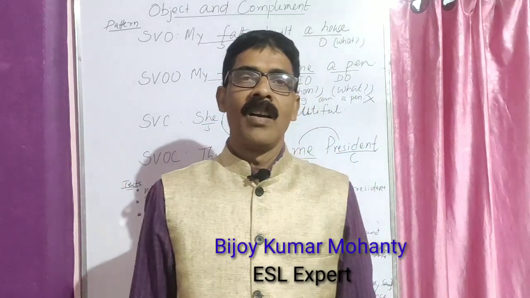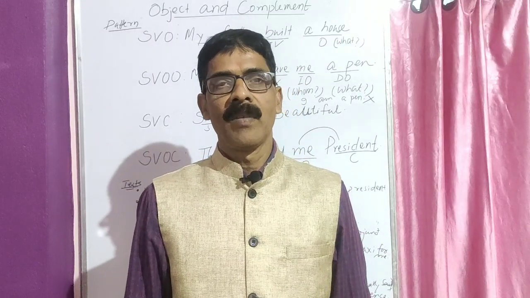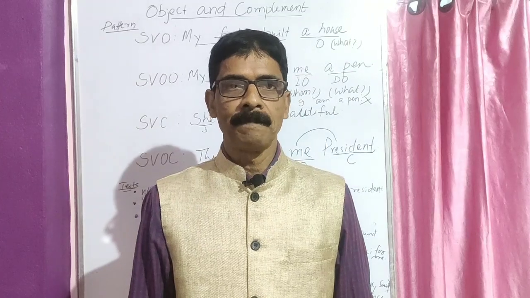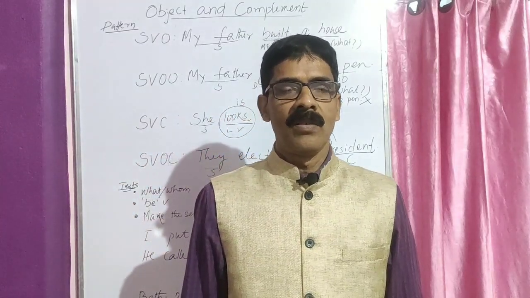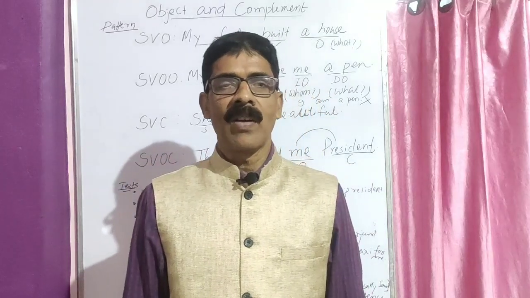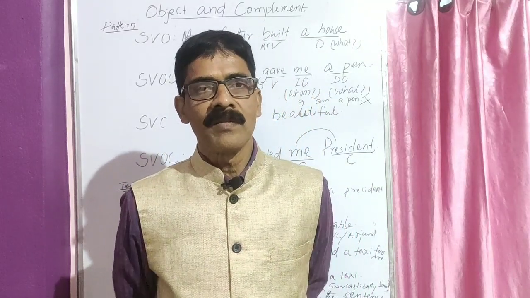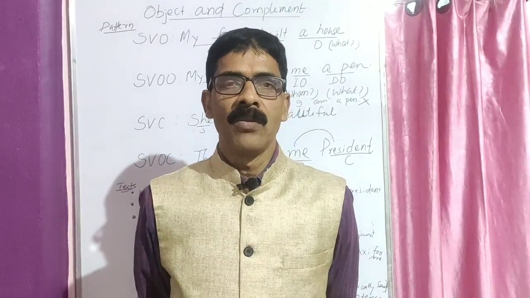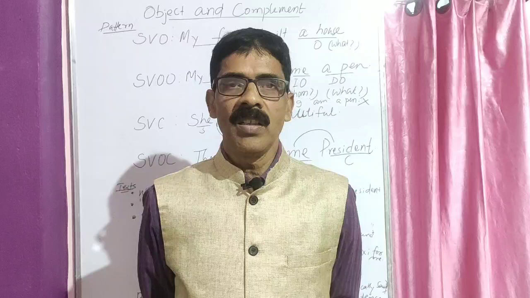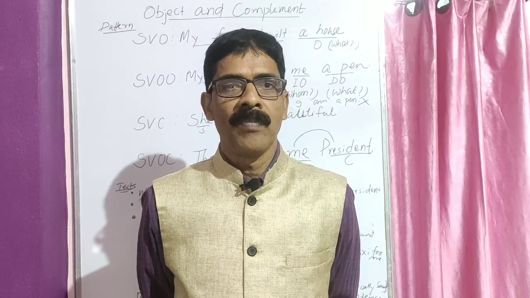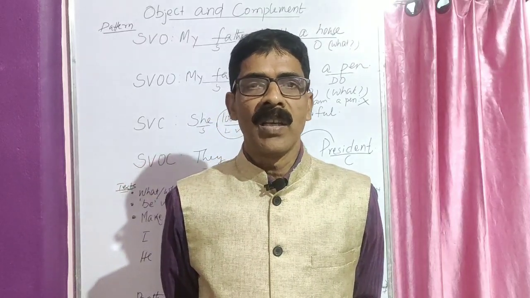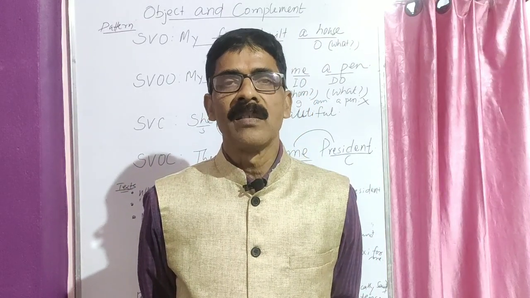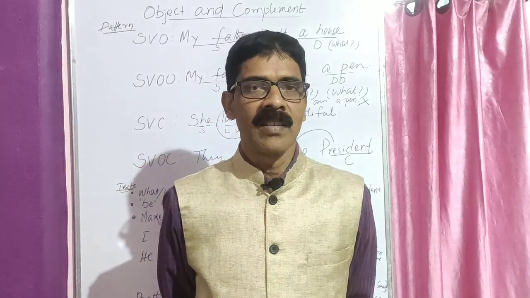Previously, we have discussed something on the patterns of declarative sentences. We know there are 5 patterns of declarative sentence: SV, SVO, SVOO, SVC and SVOC. Apart from that, we can add adjuncts to each pattern of declarative sentence.